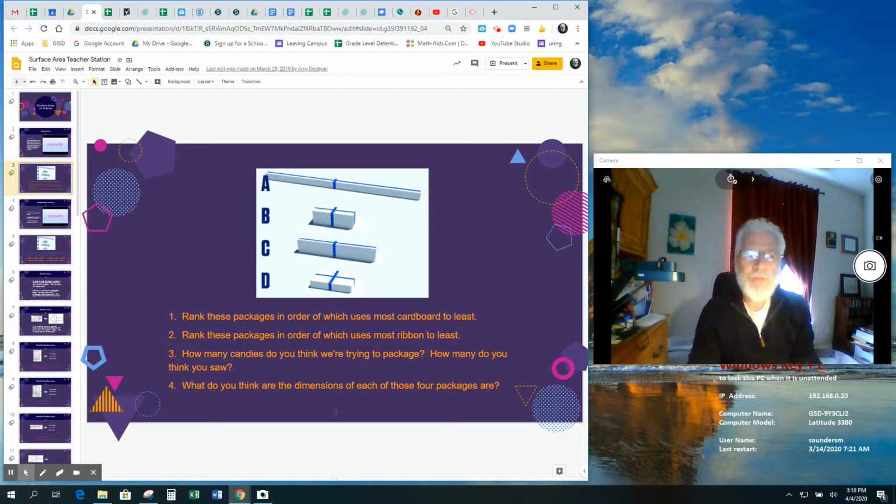Number 2, rank these packages in order of which uses the most ribbon to the least. So cardboard and ribbon contribute to the cost of the packaging. Number 3, how many candies do you think they were trying to package? Do you remember from the video? In each one of these packages, the number of candies going inside is the same. How many were in there?